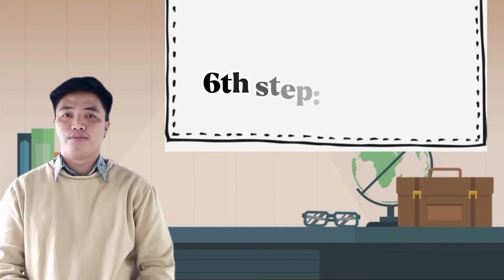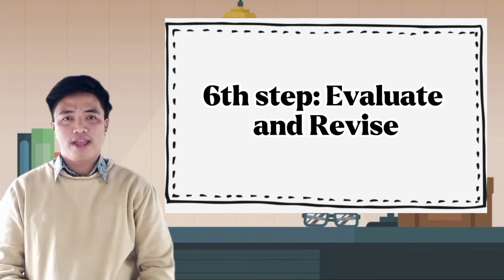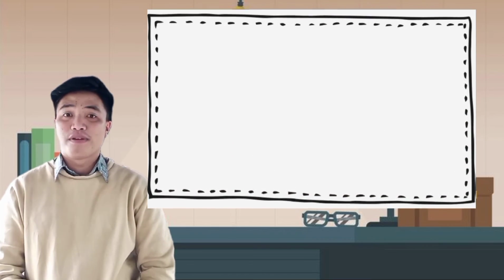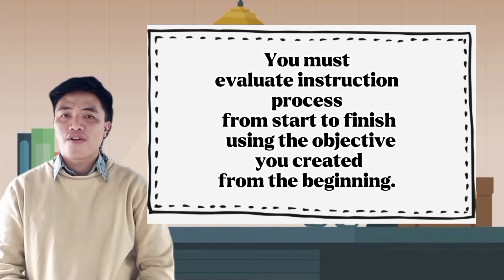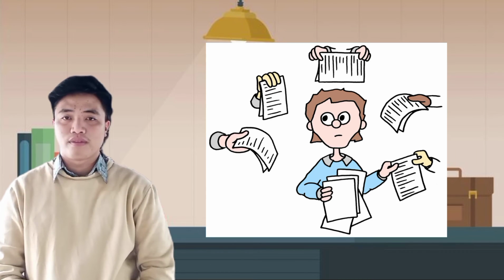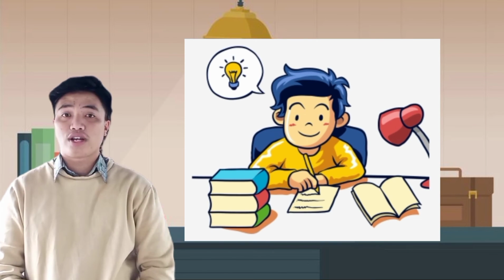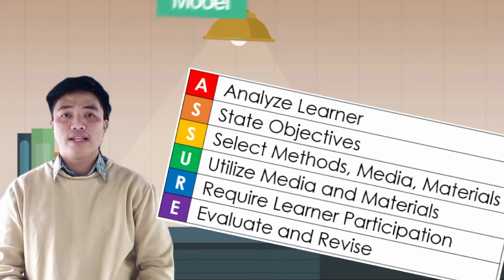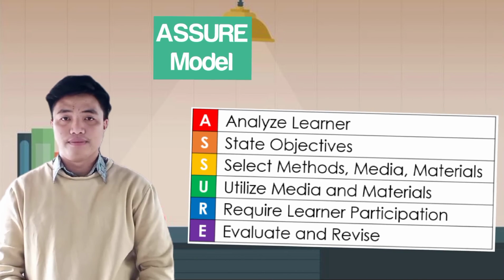The last step in the ASSURE model is to evaluate students' performance. Evaluation should be matched to the objectives. It is the most important step of the ASSURE model. You must evaluate the instruction process from the start to the finish using the objectives you have created. It is helpful to reflect on your objectives, the instructional strategies, instructional materials, and the assessments. By evaluating the learners against the objectives, it can be determined if the lesson was effective or whether any step needs to be modified or re-examined.